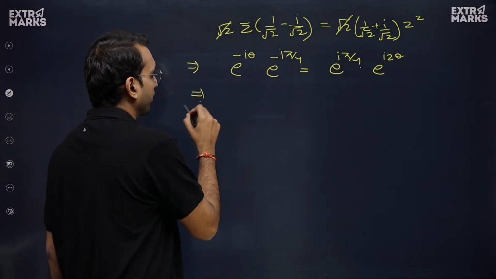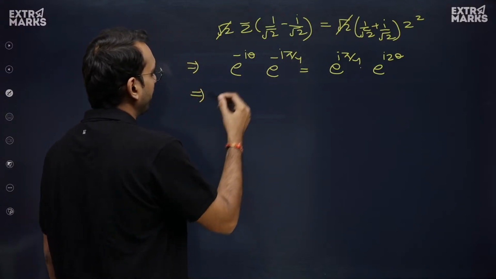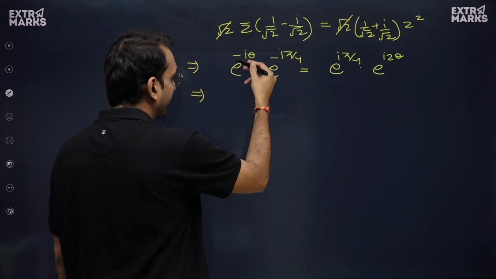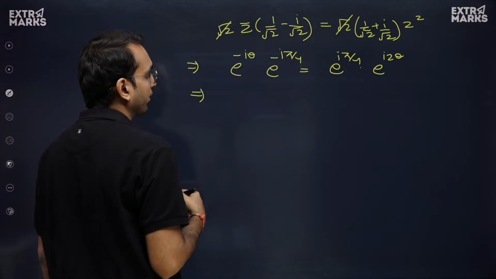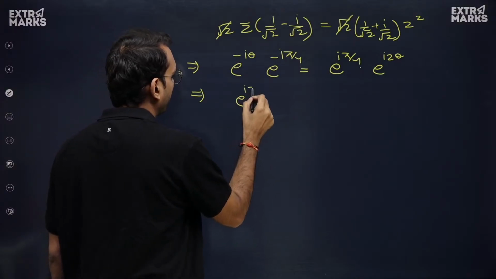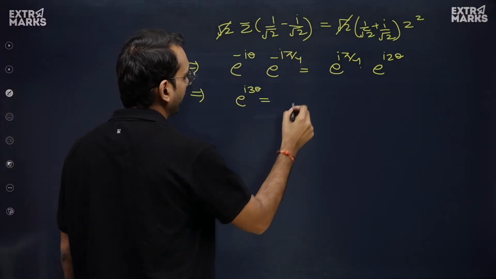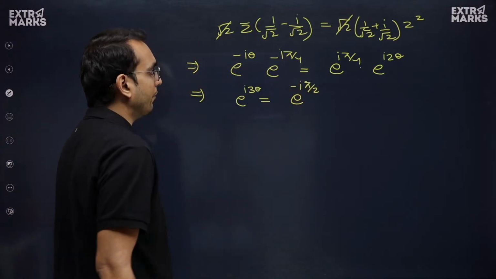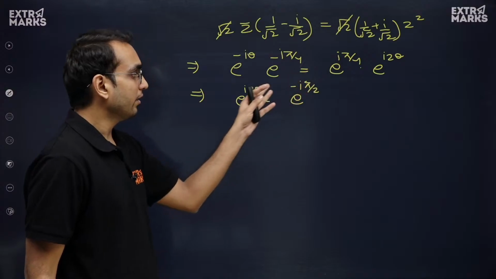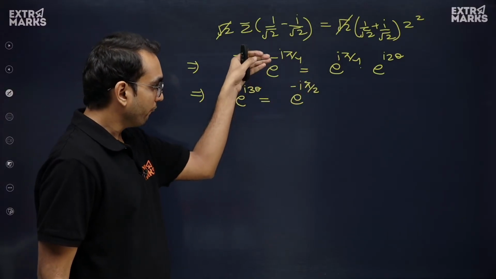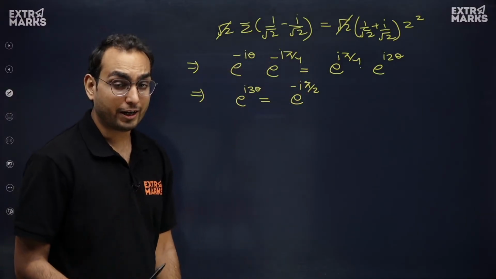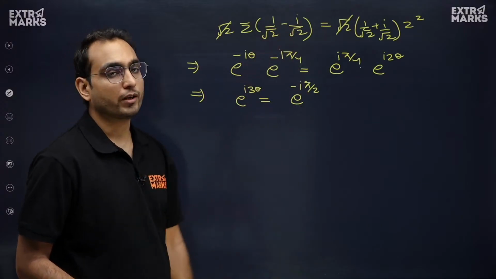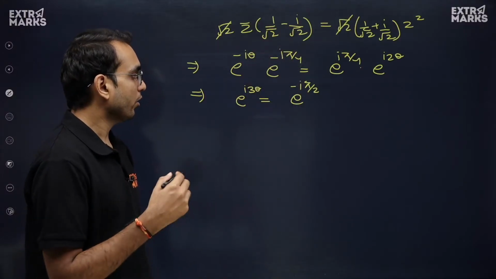Now let's bring e to the power iota theta to one side. So let's move it to the right hand side. It will become e to the power iota theta equals e to the power iota minus pi by 2. Why minus pi by 2? Because when pi by 4 goes to the left hand side, it becomes 1 upon e to the power iota pi by 4, which when it goes in the numerator becomes e to the power minus iota pi by 2.